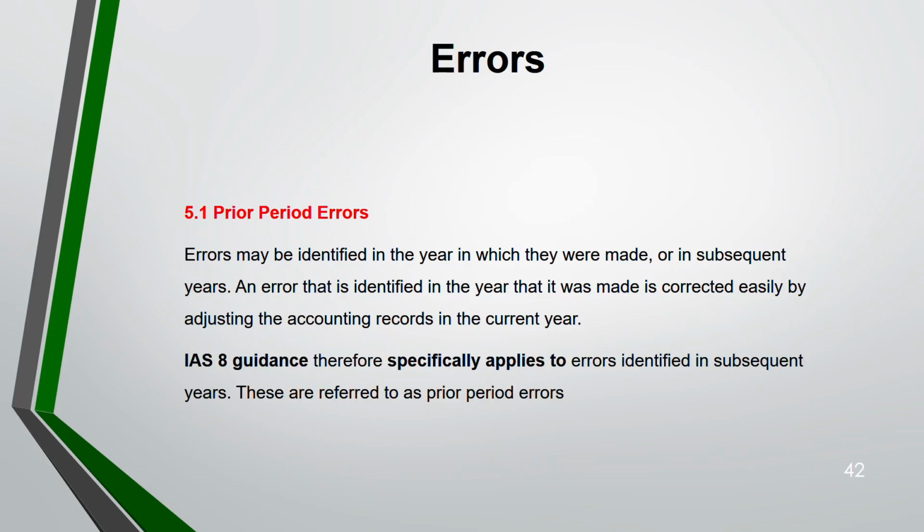So IAS 8 says, IAS 8 guidance specifically applies to errors identified in subsequent years, often referred to as prior period errors, not in the current year, because current year is very easy. Go and change the accounting records of the current year. But if it's a prior period error, remember that error can have an impact on various financial statements. So IAS 8 is guiding you towards that prior period error.